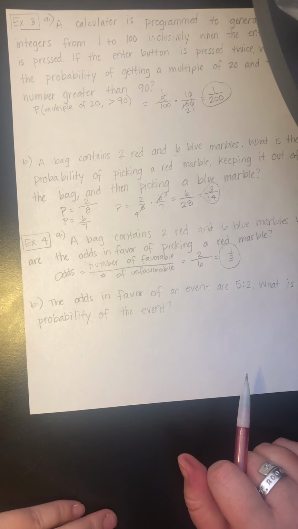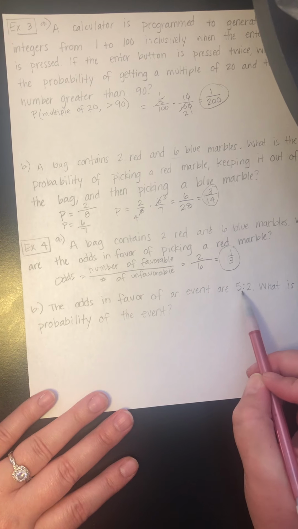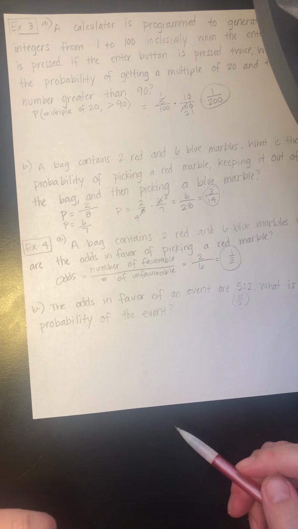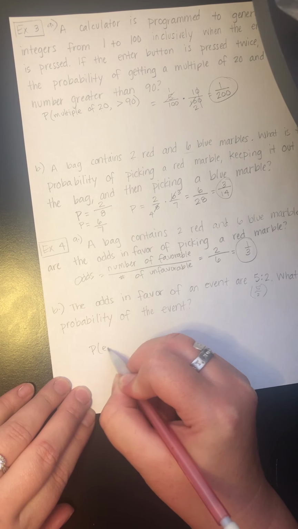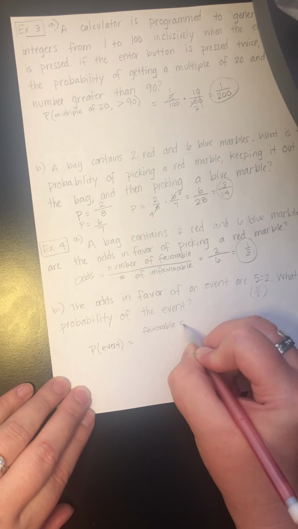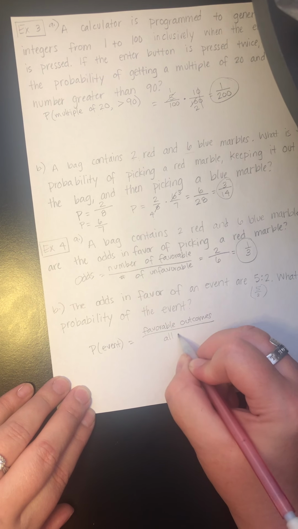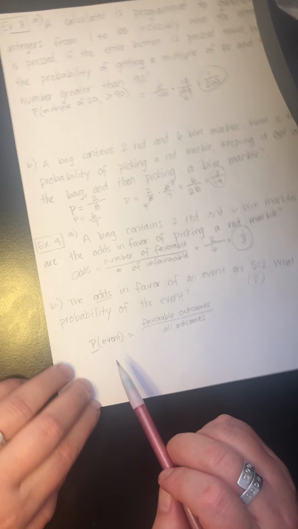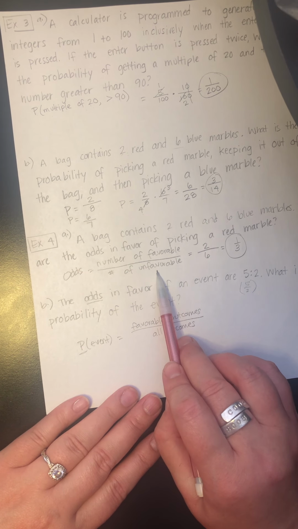The last one is another odds question. It says the odds in favor of an event are 5 to 2. And you can write this as 5 over 2. That's another way to write it. What's the probability of the event? Okay. The probability of the event is your favorable outcomes over all of your outcomes. So here we're combining the odds with probability. They're just slightly different. They told us our odds, which is favorable over unfavorable.